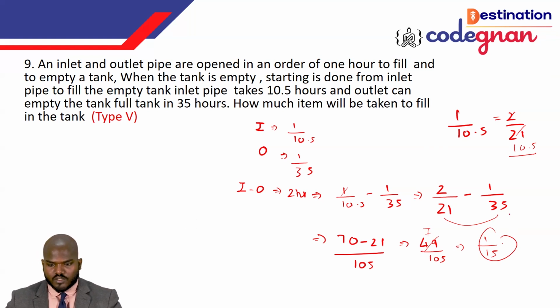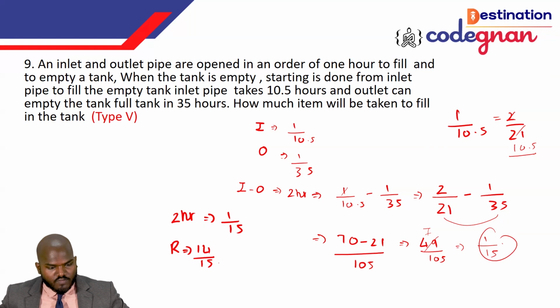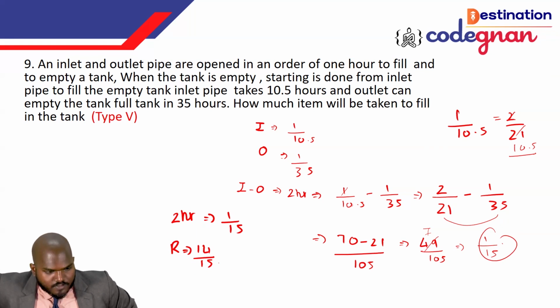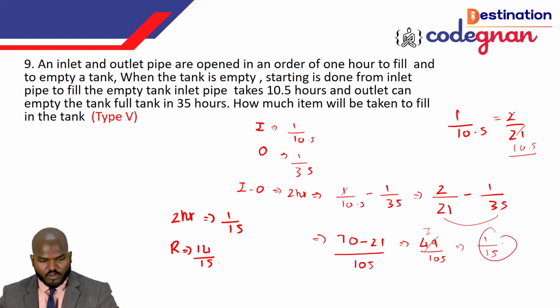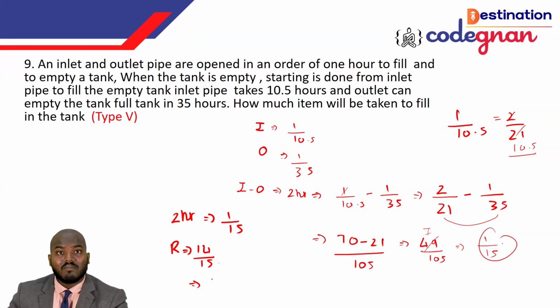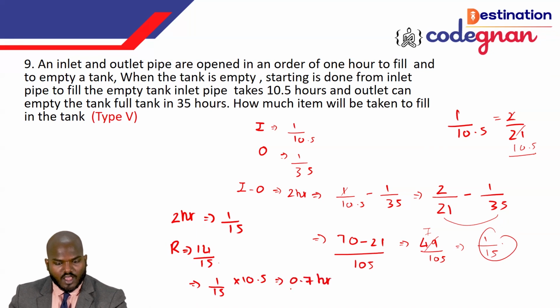So if for the 2 hours it is completed 1 by 15, you see this one, guys, we have the remaining work. We can say 14 by 15 is the remaining work. That is going to be filled by the inlet pipe only. So 14 by 15 times 10.5, we can say there is 0.7 hour.